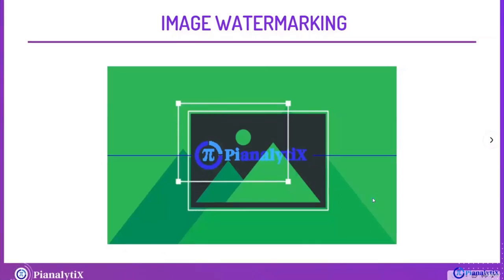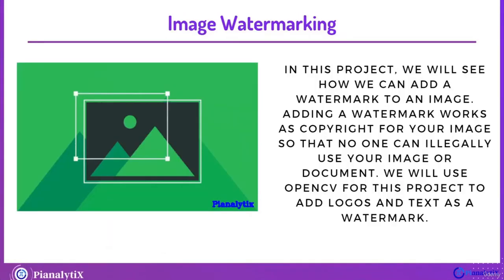Hello and welcome to this project on image watermarking. In this project, we'll see how we can add a watermark to an image. Adding a watermark works as a copyright for your image so that no one else can illegally use your image or document. We will use OpenCV for this project to add a logo as well as text as a watermark on different images.